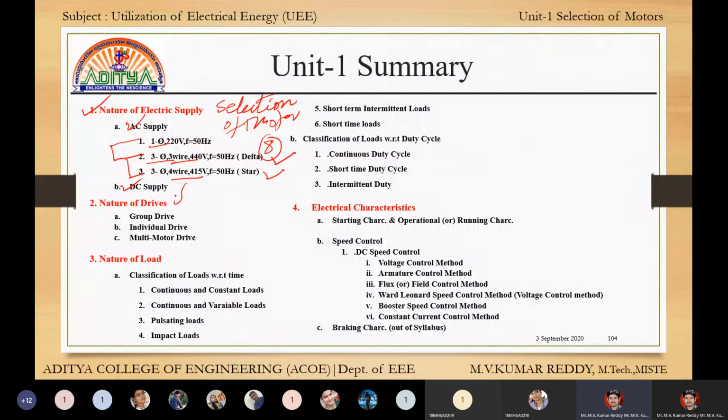In DC, frequency is 0. In AC, frequency is 50 Hz in India, and 60 Hz in foreign countries. In single phase, 220 volts AC supply, frequency 50 Hz, and current is 5 amperes. In 3 phase, 440 volts, frequency is 50 hertz, and current is 20 amperes. In 4 wire, 415 volts, frequency is 50 hertz, and current is 15 amperes.